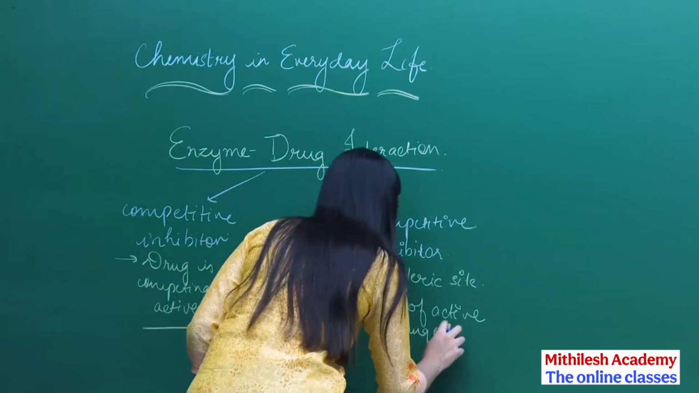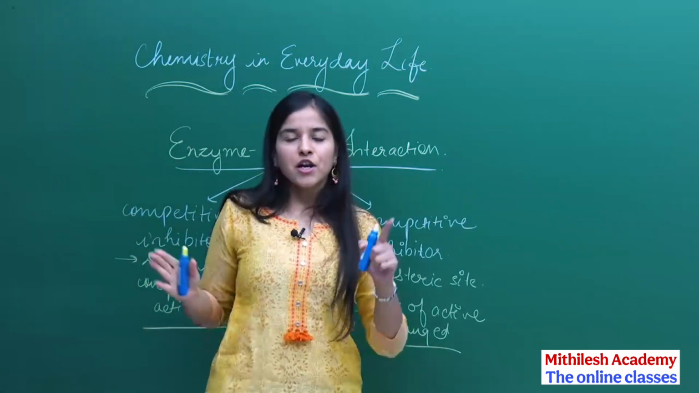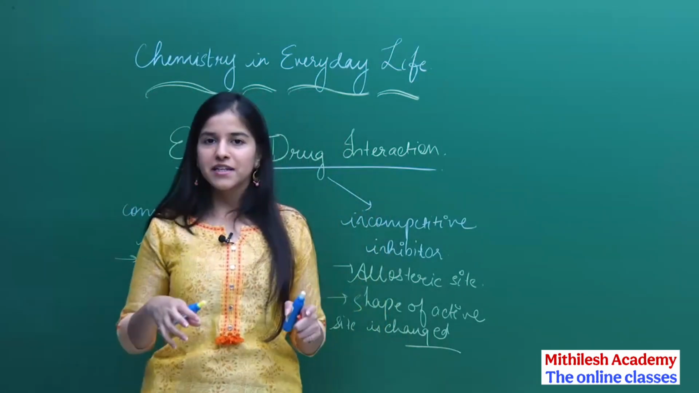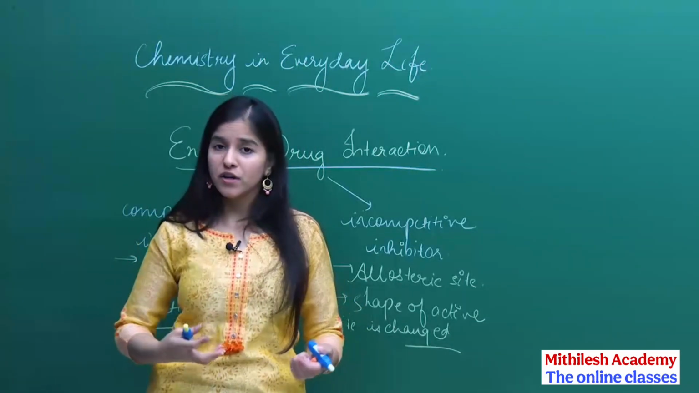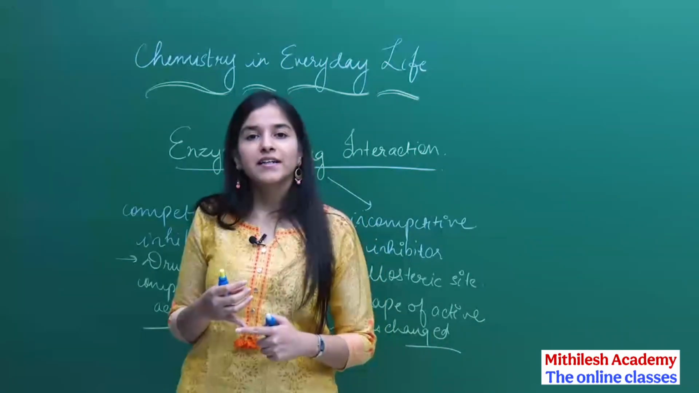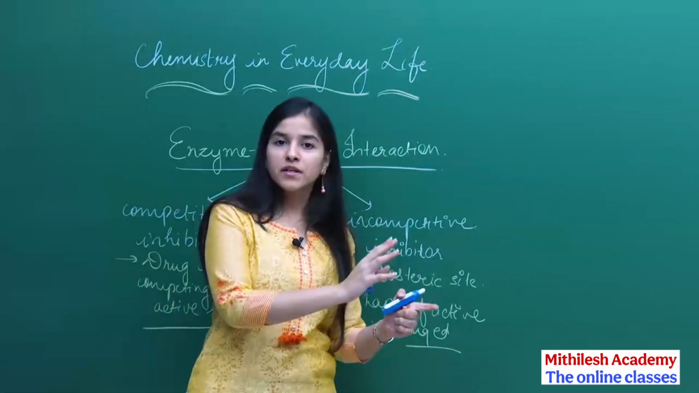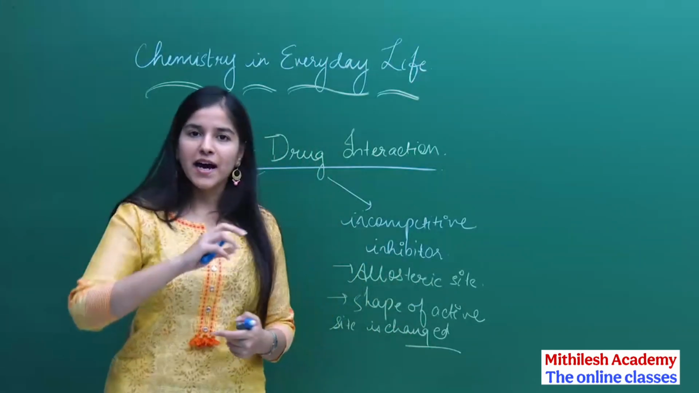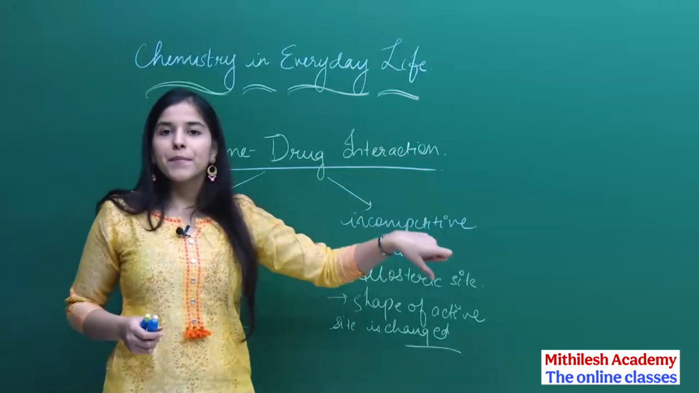So since the shape of the active site is changed, now there won't be any lock and key model. That means the substrate will not go and attach with the active site, because the substrate does not have that kind of shape, that kind of attachment which will go onto the active site. So I hope that is very well clear to you. So that is the competitive inhibitor.